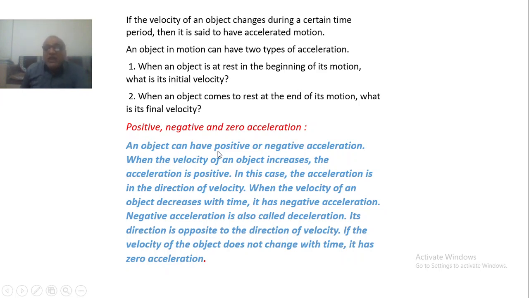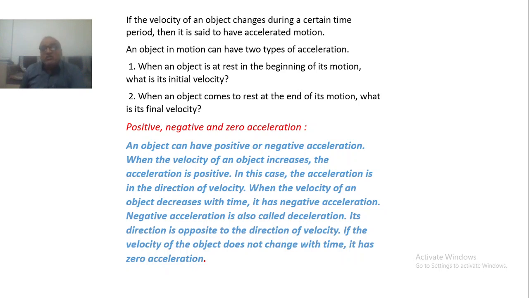When the velocity of an object increases, the acceleration is positive. In this case, acceleration is in the direction of velocity. When the velocity of an object decreases with time, it is said to be negative acceleration. Negative acceleration is also called deceleration. Its direction is opposite to the direction of velocity. If the velocity of an object does not change with time, it is zero acceleration. The object is in a stable state.